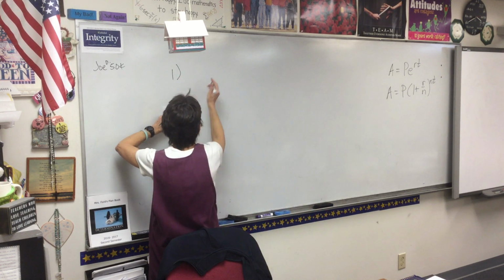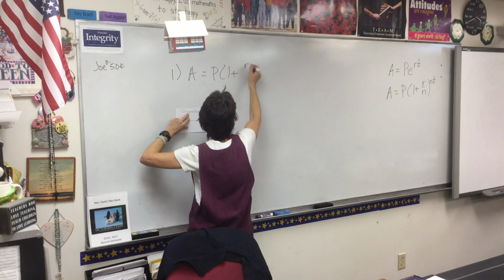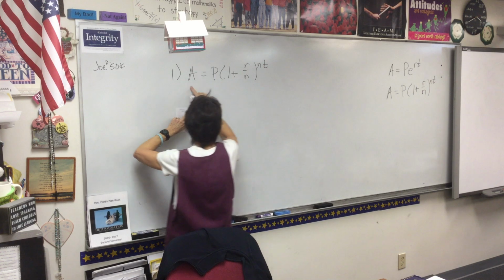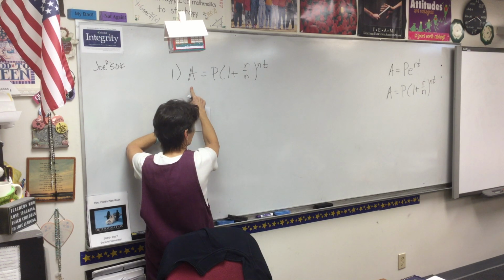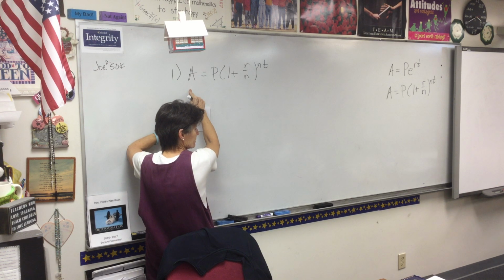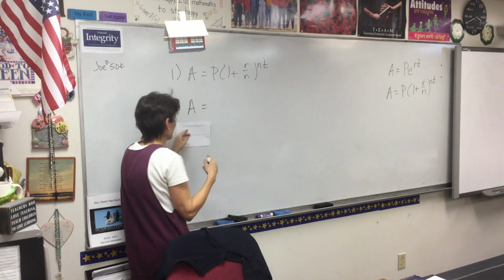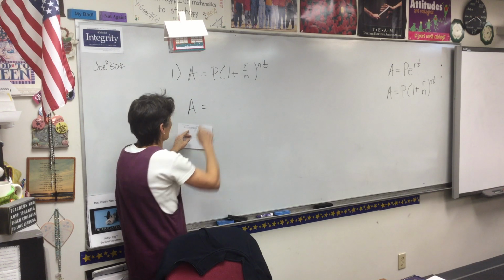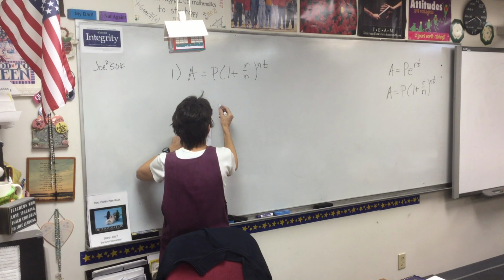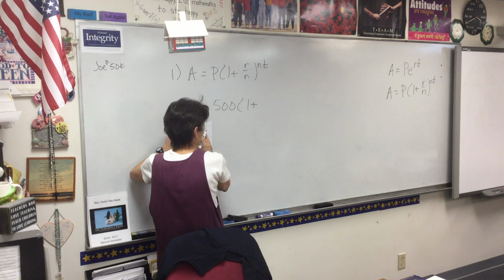So, what goes in for A? 18? 32? No, 32 goes for T. Isn't this what we're finding? Yeah. A is the ending amount, and that's what I want to know. What is she going to end up with? What am I going to put in for P? 500, that's what she starts with. What's my interest rate? 2.4.